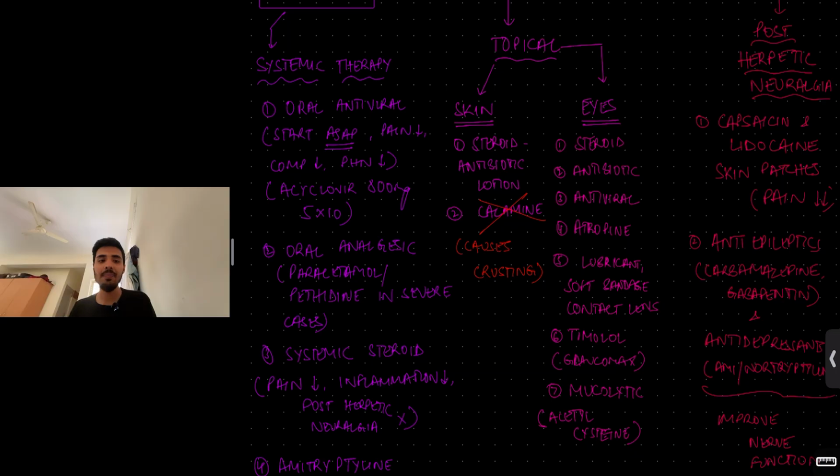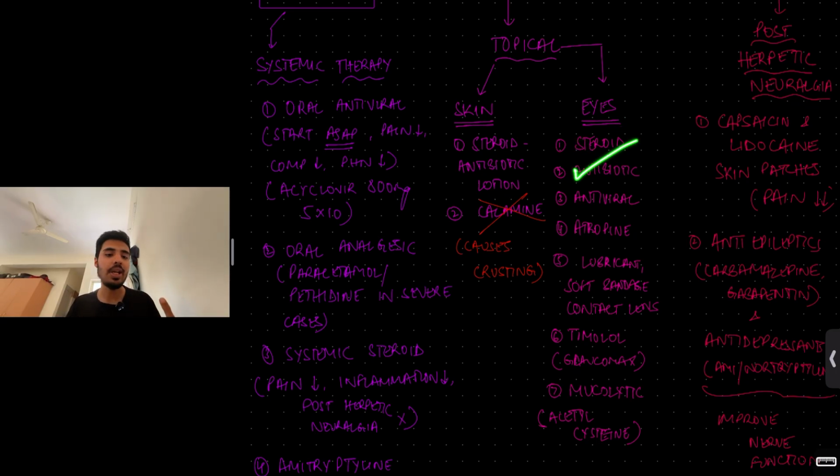Topical therapy, for the skin lesions, you should not give calamine lotion because that will cause further crusting. You should give steroid antibiotic lotion. Steroid antibiotic lotion, topical for skin. Topical for eyes, every medication you name, you will give. You will give topical steroid. Why? To reduce inflammation, to reduce pain.